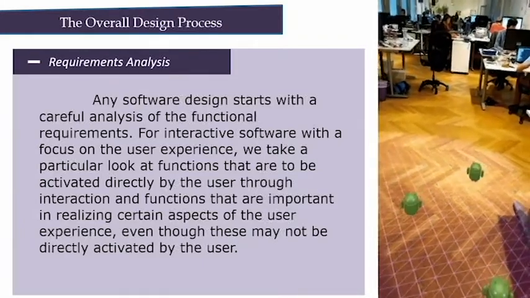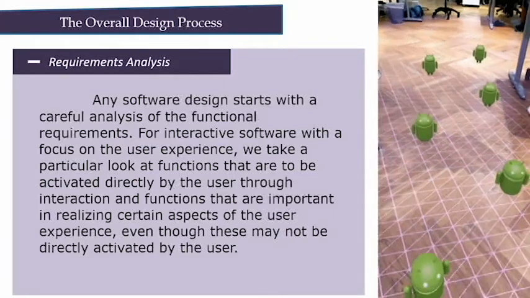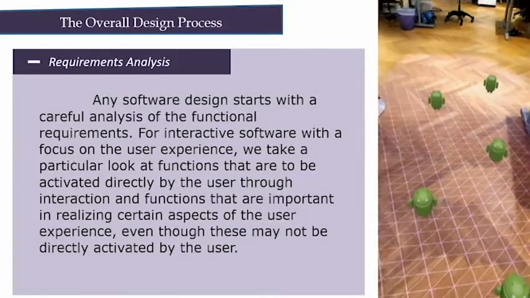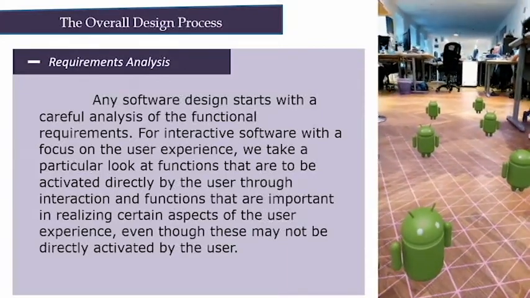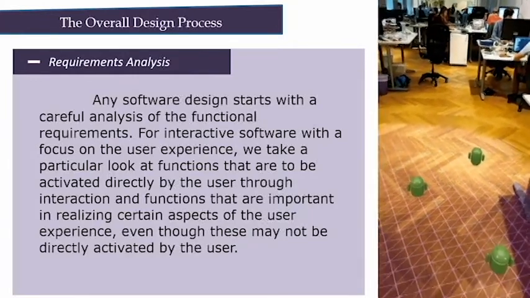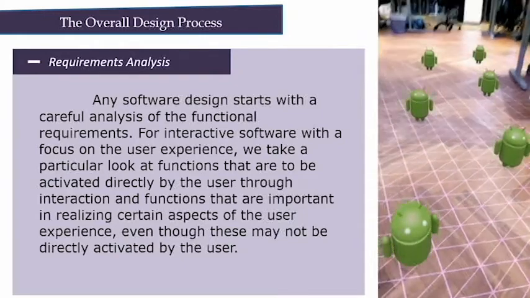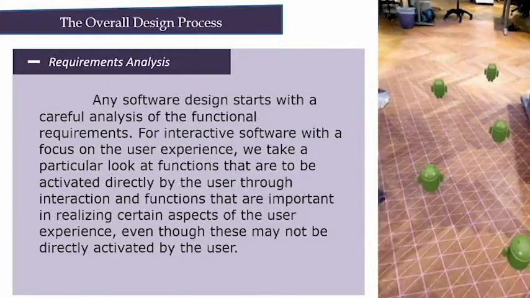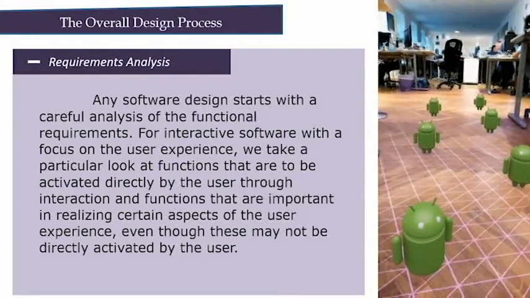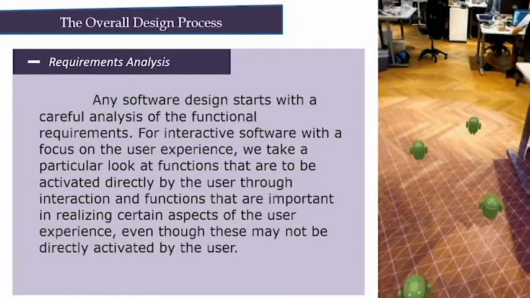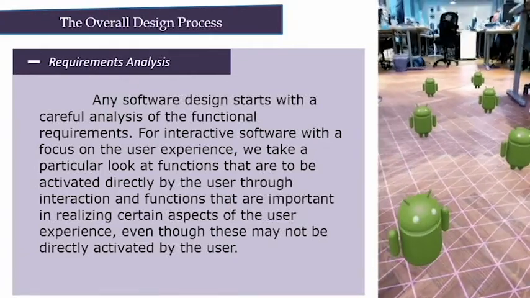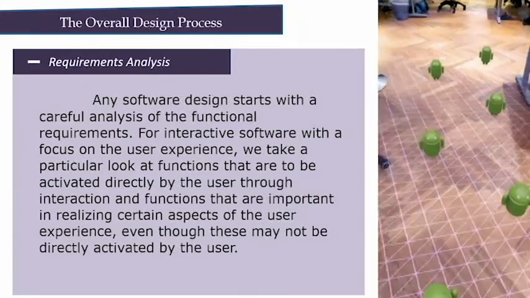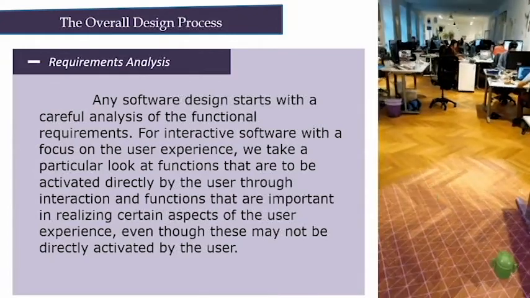First we have the requirements analysis. Any software design starts with a careful analysis of the functional requirements. For interactive software with a focus on the user experience, we take a particular look at functions that are to be activated directly by the user through interaction. These are the functional task requirements and functions that are important in realizing certain aspects of the user experience. These are your functional user interface requirements, even though this might not be directly activated by the user.